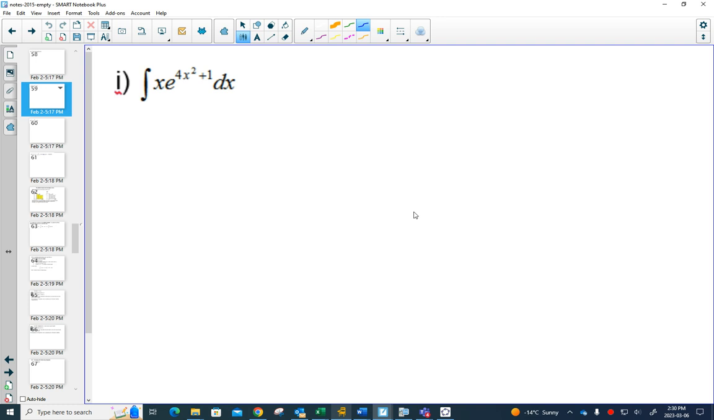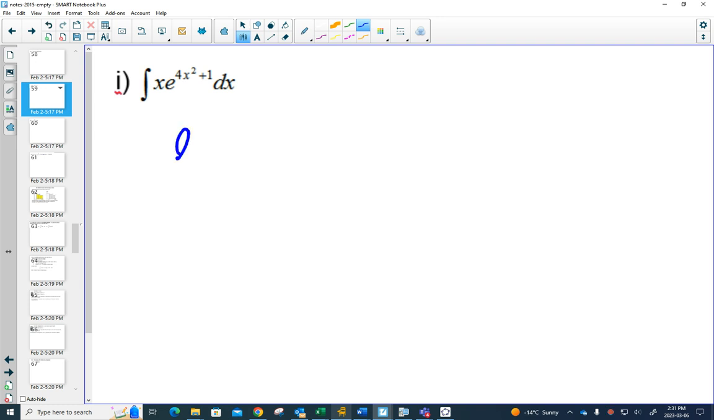And it's actually okay if the derivative appears, but the number is wrong. So like, this one has a 1x. The derivative of the inside function, 4x squared plus 1, is an 8x. We will still be able to use substitution, but it'll be a little bit more work.